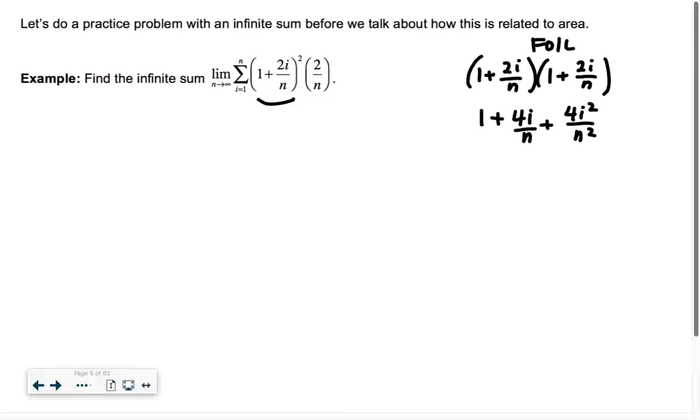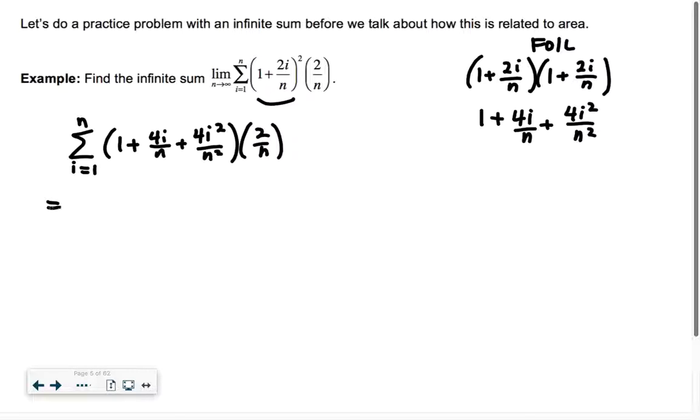Okay, we can leave off the limit for now. So I'm going to have 1 plus 4i over n plus 4i squared over n squared, and I'm multiplying by 2 over n. We're going to throw that in as well. So we're going to have 2 over n plus 8i over n squared plus 8i squared over n cubed. I haven't related this to area or anything weird yet, but it's going to be related to what we're going to do with area.